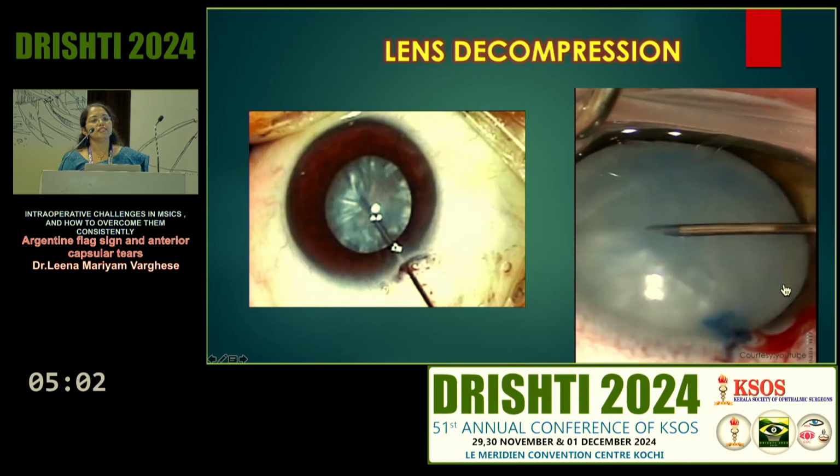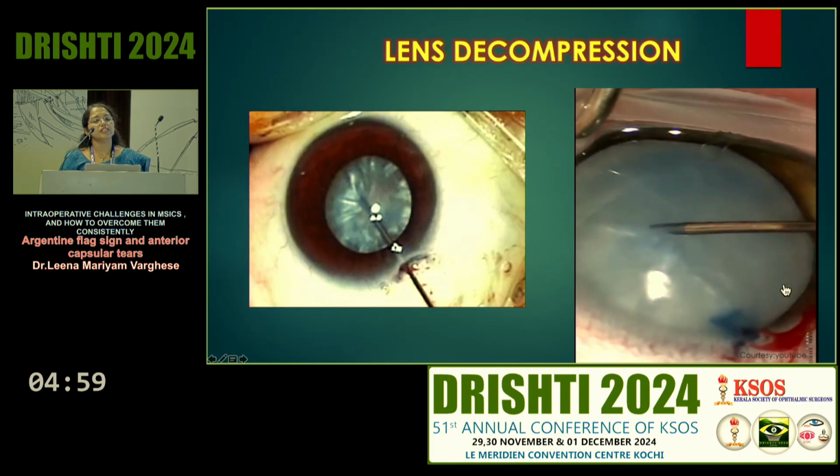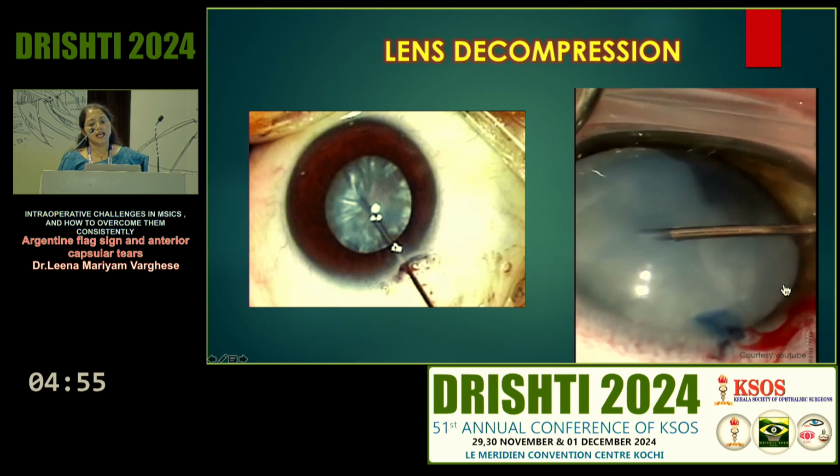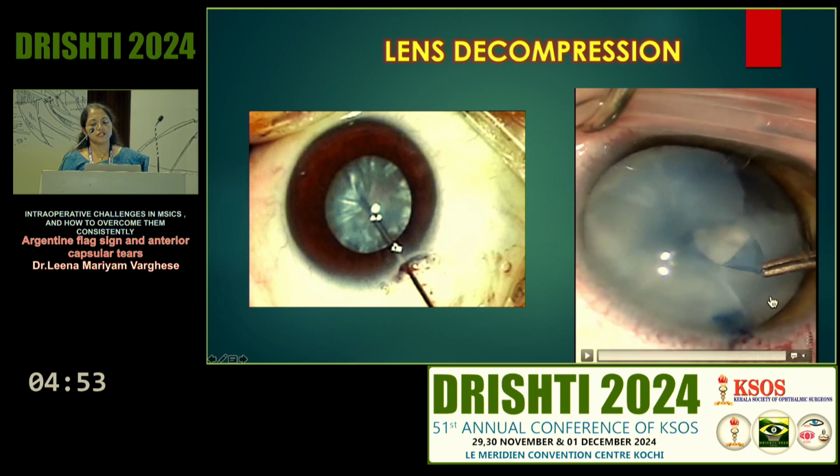You can do a lens decompression where with a 25 gauge needle you go into the cataract, aspirate the cortex, liquefied cortex, and then once the intralenticular pressure is reduced, you can continue with your rhexis.